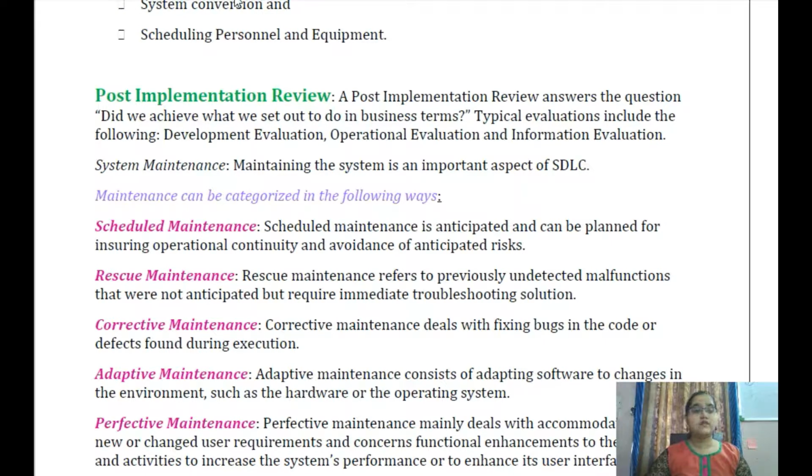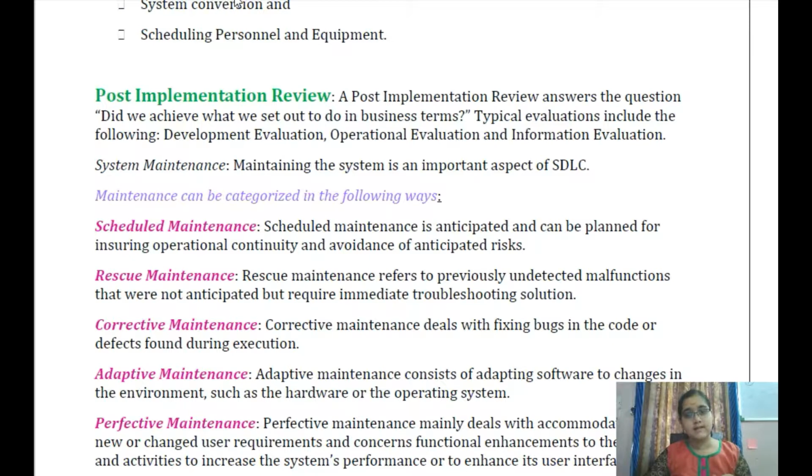Development evaluation focuses on whether the system has been developed within the time frame specified and within the budget given. Then operational evaluation deals with the operating and functional aspect of the system, and then information evaluation deals with whether the information generated by the system is supporting the decision-making function or not. So this is regarding post-implementation review.